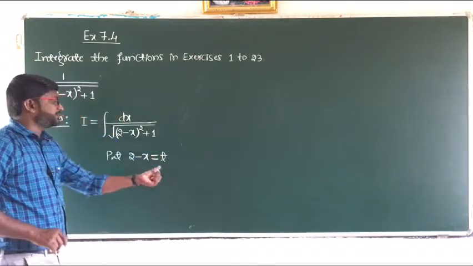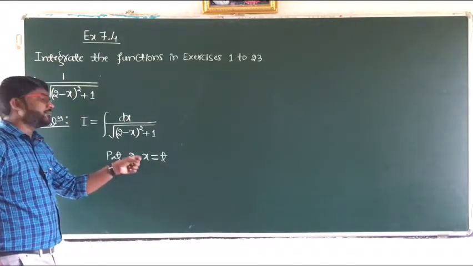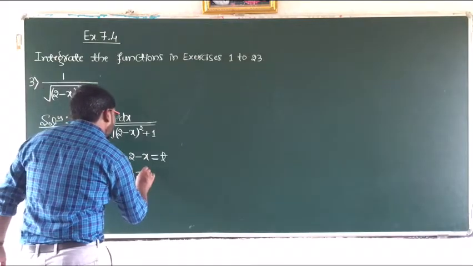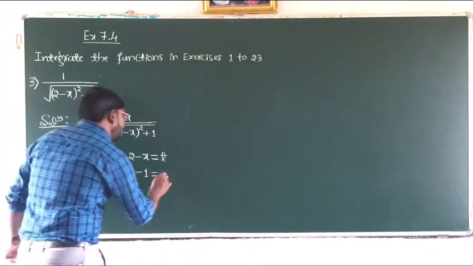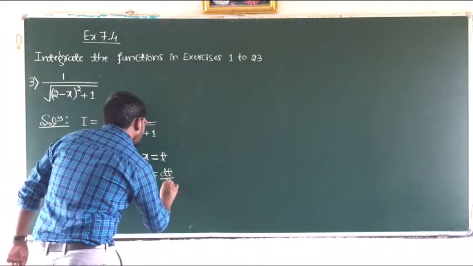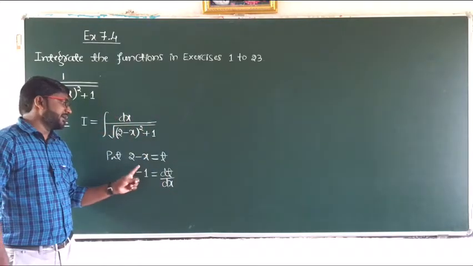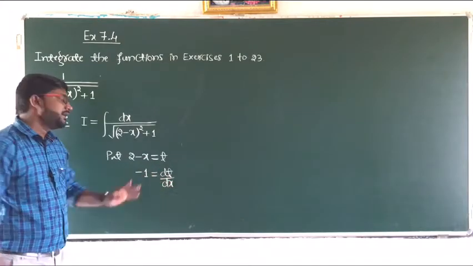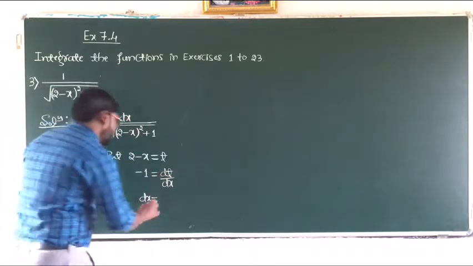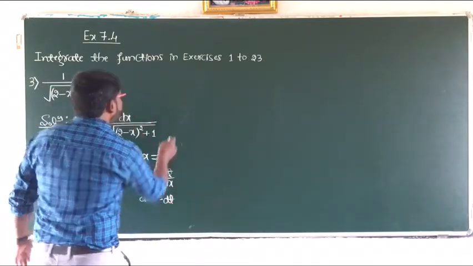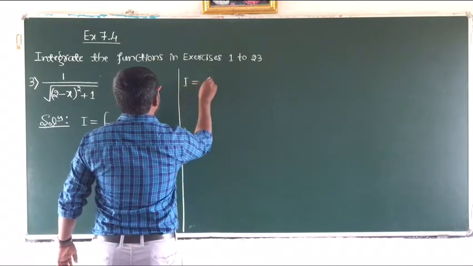Now differentiate both the sides with respect to x. Derivative of 2 will be 0. Then what is the derivative of minus x? It is minus 1. Minus 1 which is equals to dt by dx. Now we need only dx. I take dx to the LHS and minus 1 to the RHS, and minus 1 goes to the denominator. dx which is equals to dt by minus 1, or minus dt.